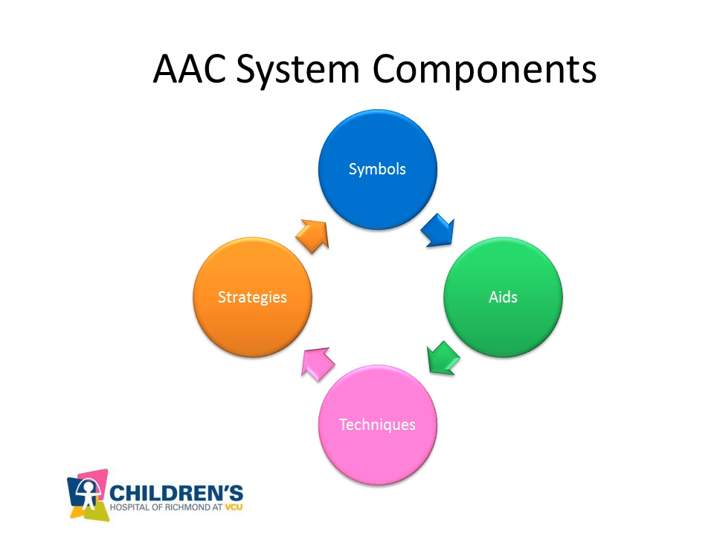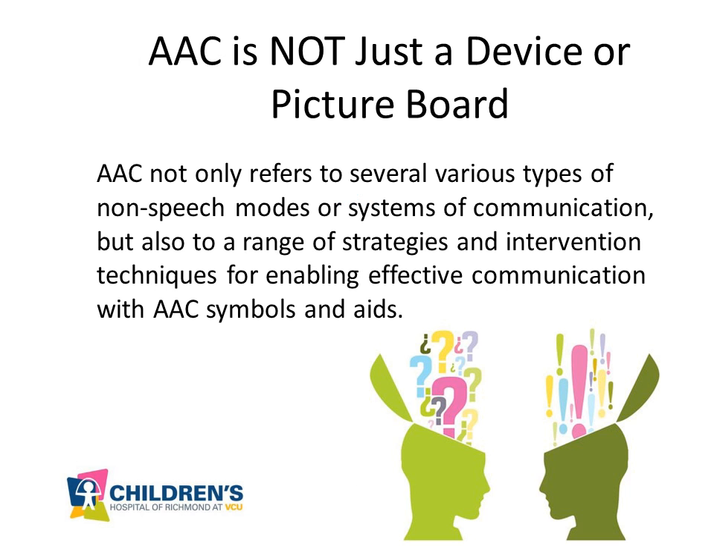So AAC has a variety of different components. It truly is multimodal, and it permits individuals to use every mode possible to communicate. So it consists of symbols, different aids that people use, techniques for how they're going to use their AAC system, and then strategies that we're going to use to teach them how to use their AAC system. So when we think about AAC, we're not going to just think about a device or a picture board, because it also refers to a range of strategies and intervention techniques that can help somebody be an effective communicator with AAC symbols and aids.